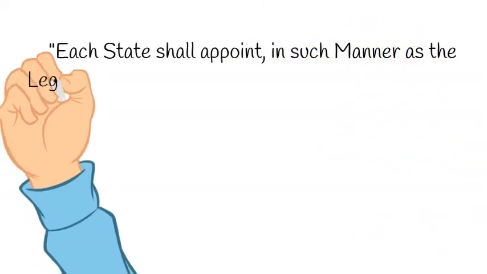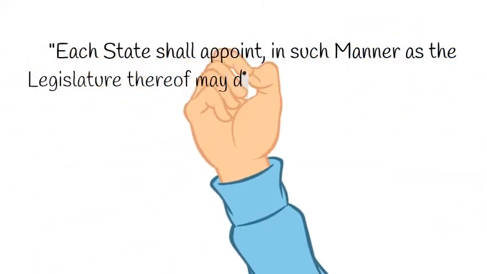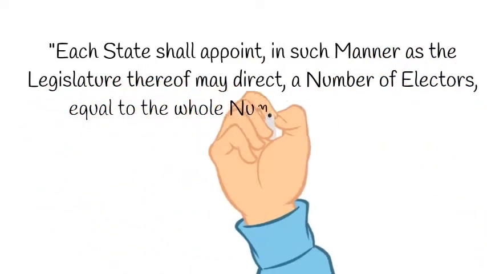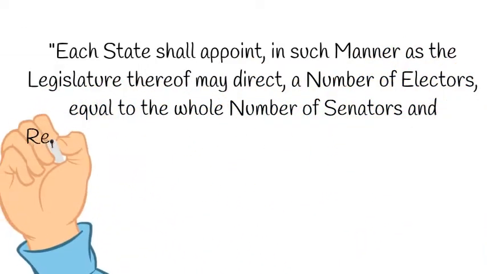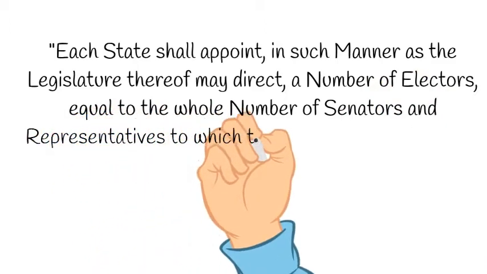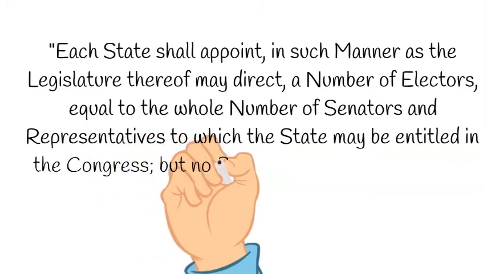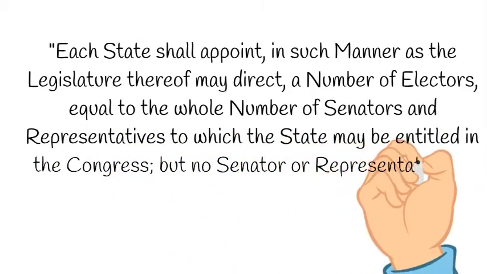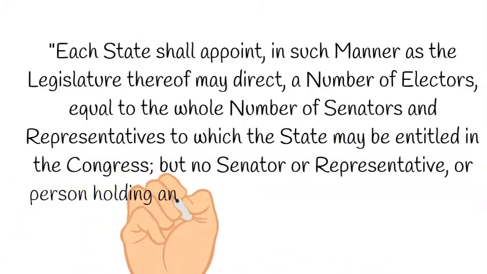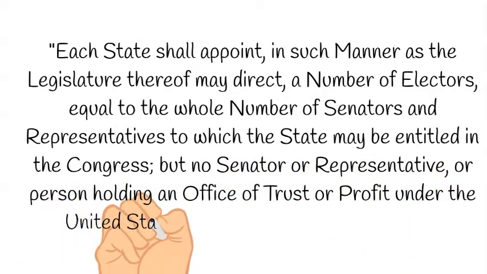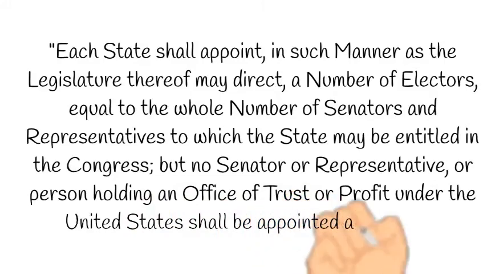Article 2, Section 1, Clause 2 of the U.S. Constitution describes the Electoral College. Each state shall appoint in such manner as the legislature thereof may direct a number of electors, equal to the number of senators and representatives to which the state may be entitled in the Congress, but no senator or representative or person holding an office of trust or profit under the United States shall be appointed an elector.